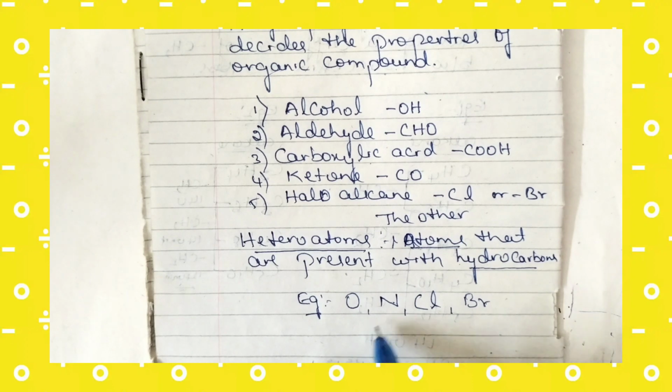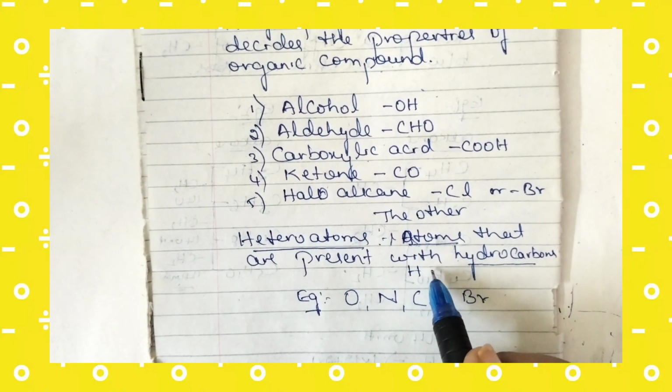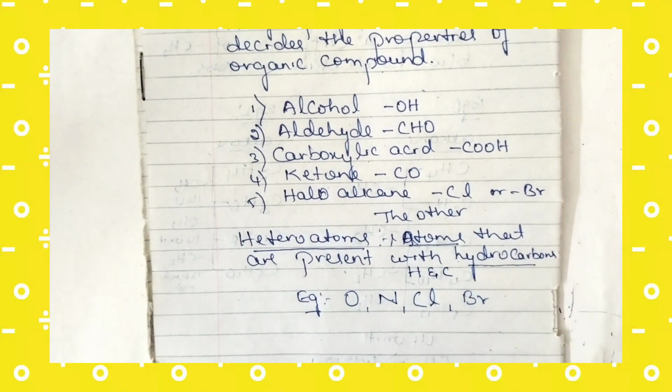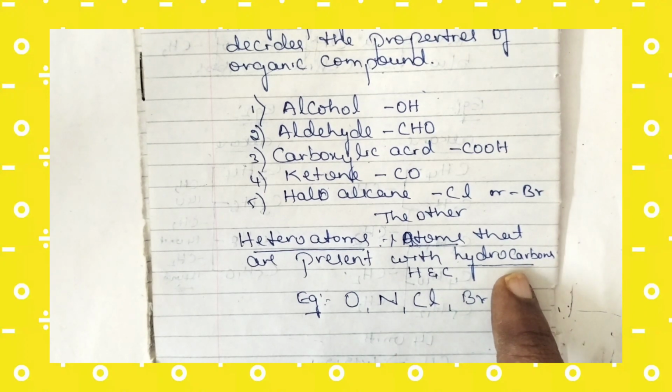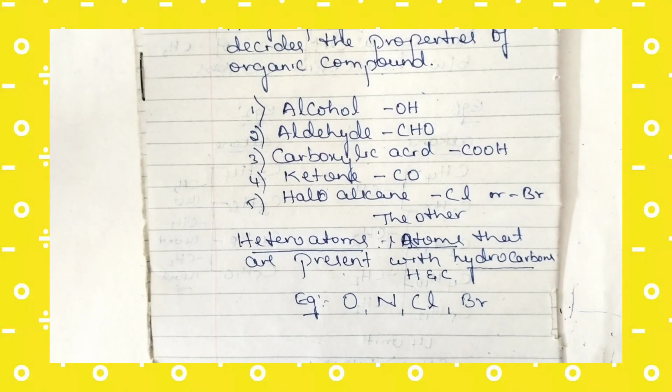Usually we know that a hydrocarbon contains only carbon and hydrogen. If other atoms are present along with carbon and hydrogen, we have to call them heteroatoms. Example, oxygen, nitrogen, chlorine, bromine, all these are called heteroatoms, and these are the atoms that are present along with hydrocarbons. So these are the things that we have studied in this video.